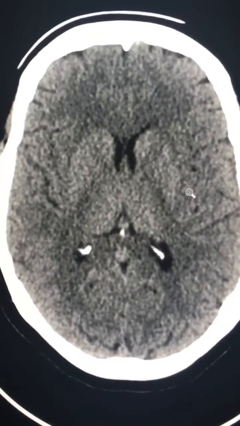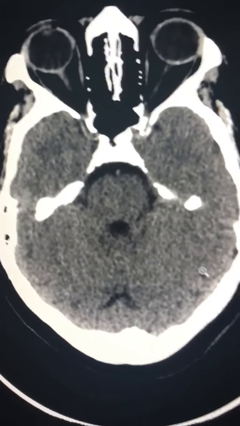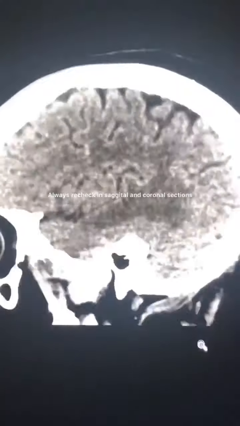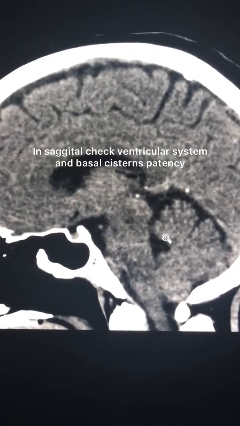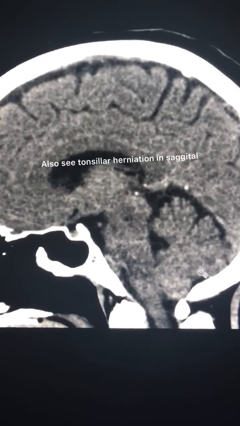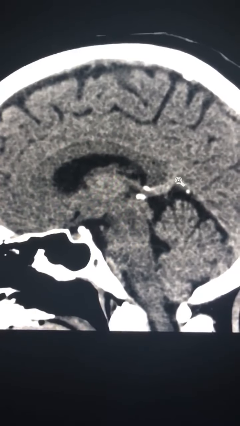After doing the axial images, you have seen all the brain. Make sure you do the same in the sagittal. Look at the whole brain in sagittal, and when you are doing sagittal, look in the center, look at the ventricular system and the basal cisterns. You should not be missing anything in that. The basal cisterns should be patent, there is no tonsillar herniation.